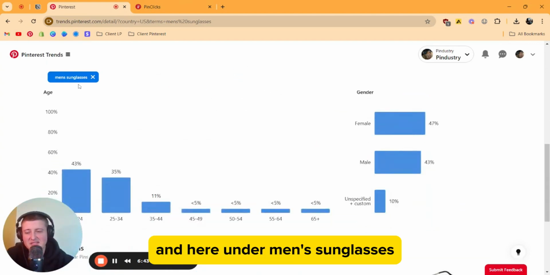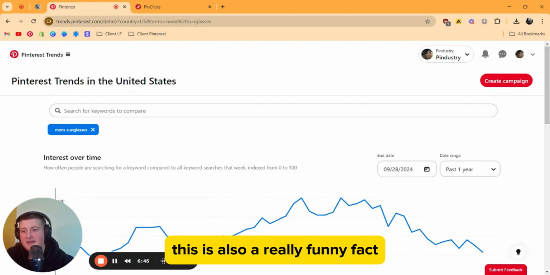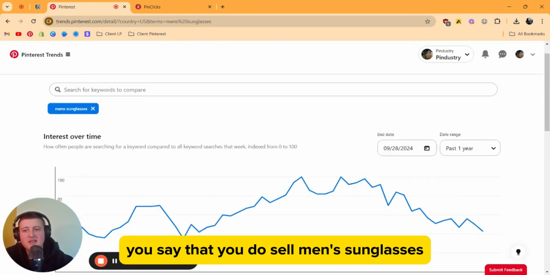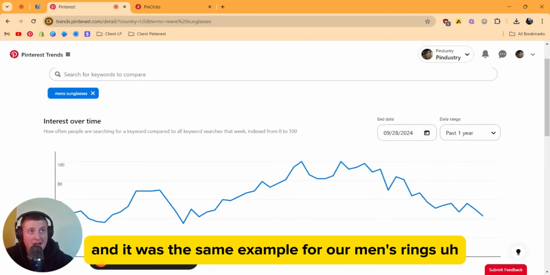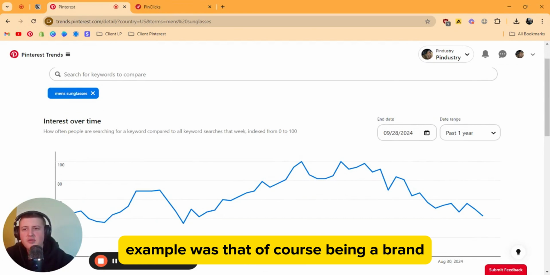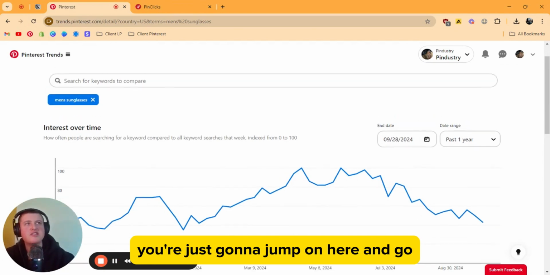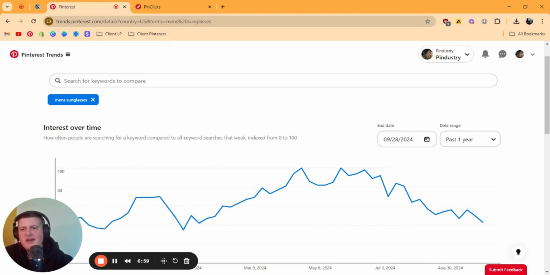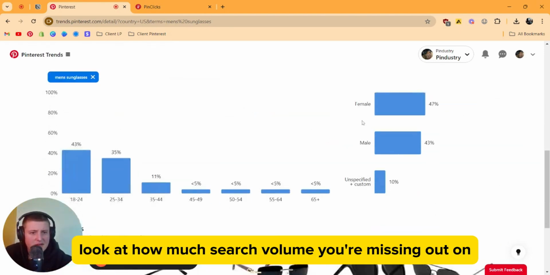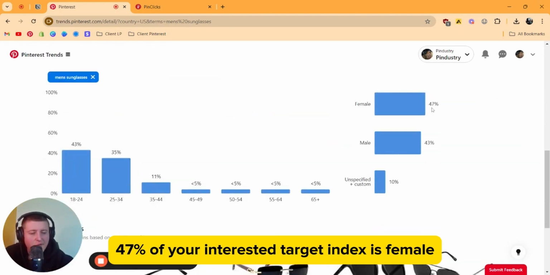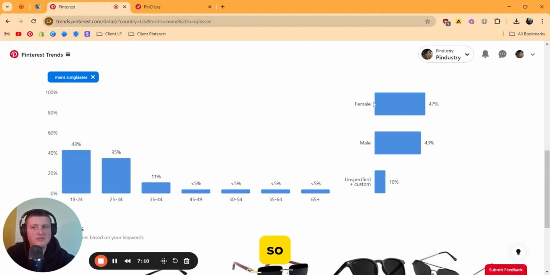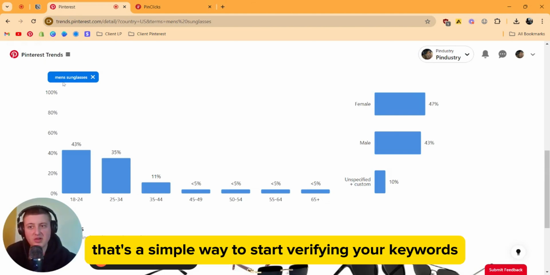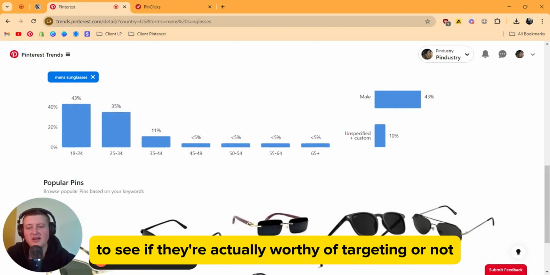And here, under men's sunglasses, this is also a really funny fact. Say that you do sell men's sunglasses, and it was the same example for our men's rings example, of course, being a brand, you're just going to jump on here and go, oh, well, we only target men on Facebook, TikTok, Snapchat, Google, whatever. Look at how much search volume you're missing out on. 47% of your interested target index is female, and you would have never targeted them. So that's a simple way to start verifying your keywords to see if they're actually worthy of targeting or not.